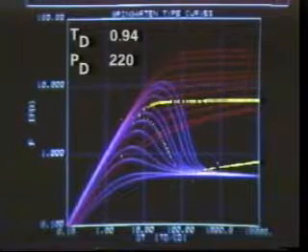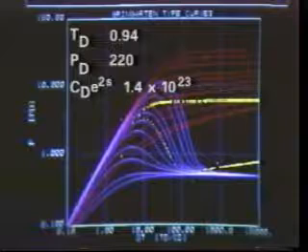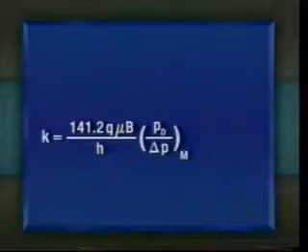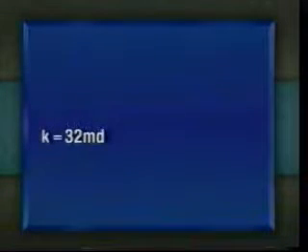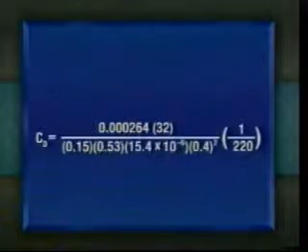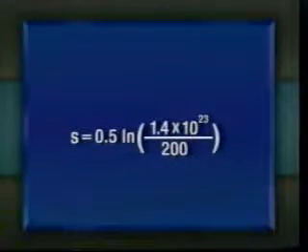Also from the match, we obtain a value for C sub D e to the 2s of 1.4 times 10 to the 23rd. Now, using our value for P sub D, we calculate a value for the permeability, 32 millidarcies. Using a value of 200 for C sub D, we obtain a value of plus 24 for the skin factor. This is very high.